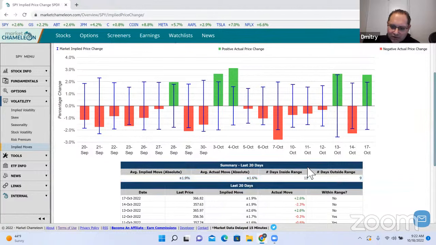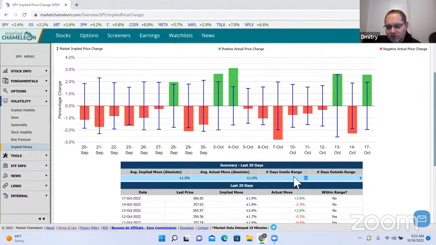However, out of the 20 days, 11 of the days, the move was within the range. 9 of those days, the move exceeded that range, which is, I would say, probably on the high end. Usually you see about two-thirds of the days within, 1/3 out.